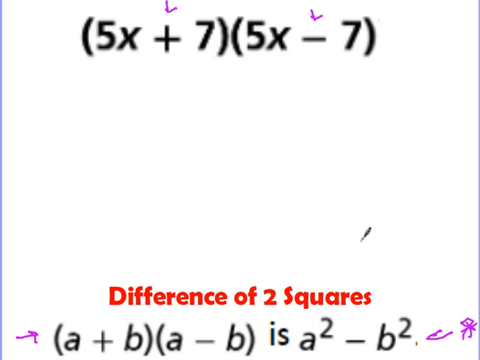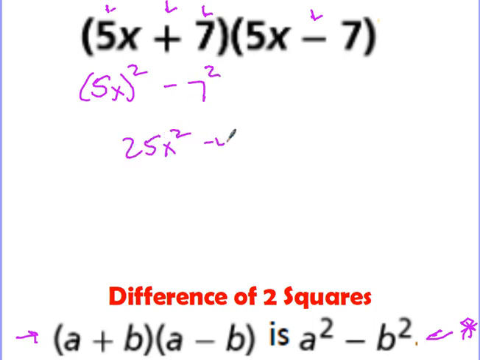Okay, and this one's kind of nice. It's just a squared minus b squared. So 5x, all of this squared, minus b squared, 7 squared. Oh, that's 25x squared minus 49. I'm done. There's nothing else I need to do.